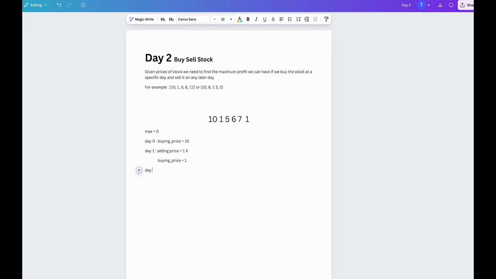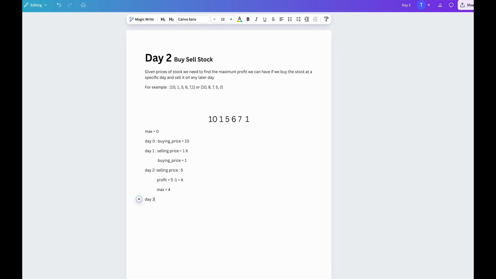Now at day 2, if I sell it, my selling price is 5, so I can sell it. My profit for that day is going to be selling price minus buying price, 5 minus 1, so it's going to be 4. That means my maximum can be updated, because now I have a profit of 4 against 0. My maximum is going to become the max of my existing maximum and my current profit, so this is going to become 4.